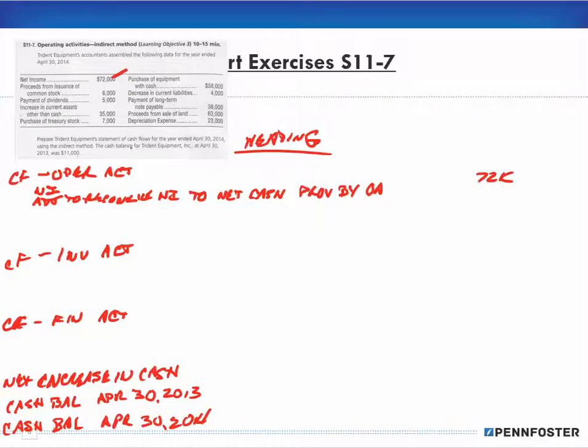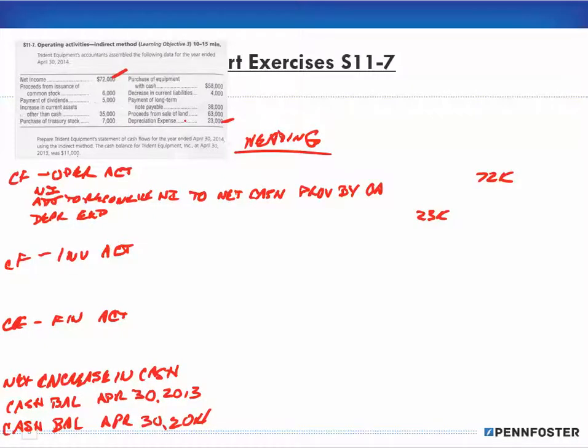And so the first thing we're going to look at, we have to go through our information here, and we have proceeds from issuance of common stock, a payment of dividends, an increase in current assets other than cash, a purchase of treasury stock, purchase of equipment with cash, a decrease in current liabilities, payment of long-term liabilities, proceeds from the sale of land, and depreciation expense. So depreciation expense, if you go down through your template, you'll see that generally they start out with depreciation expense, and that's 23,000 that we're going to add back in. That's why it's a positive number.